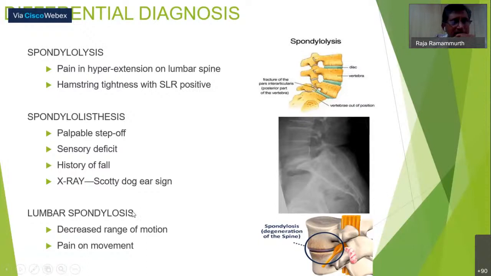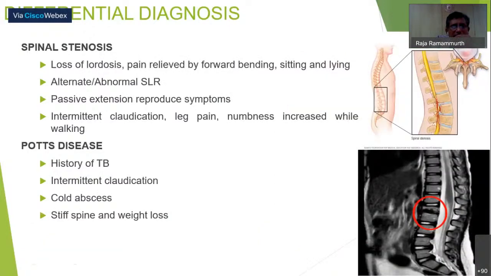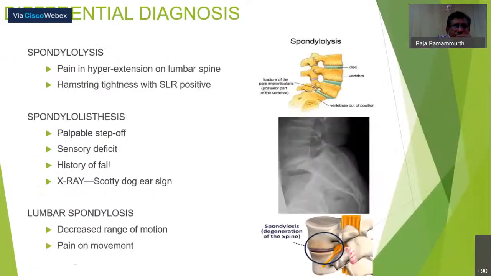Then the third condition in the differential diagnosis is called lumbar spondylosis, which is very commonly treated by the physio. Here you can see the third condition, where we can see decreased range of motion, right? We can see pain on movement. Why is there decreased range of motion? It is due to the degenerative changes over the spine and the intervertebral disc.